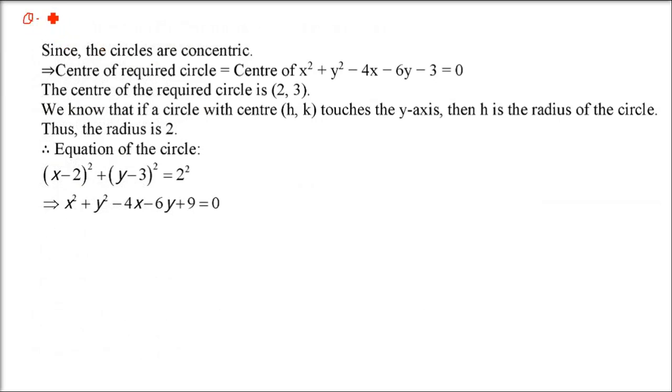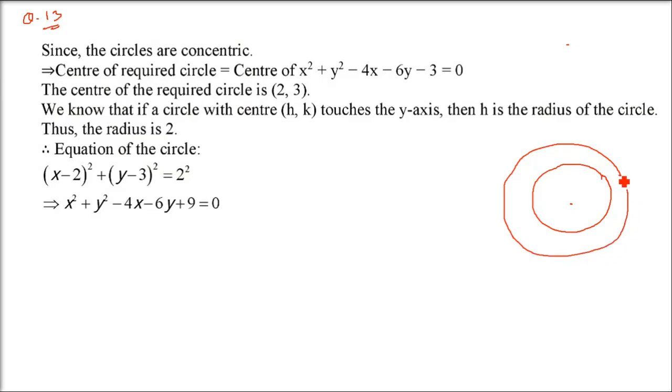This is question number 13. Now find the equation of the circle concentric with x square plus y square minus 4x minus 6y minus 3 equals 0, and which touches the y-axis. So we have a circle and there is a concentric circle. We don't know whether it is a smaller one or a bigger one. So we have x square plus y square minus 4x minus 6y minus 3.